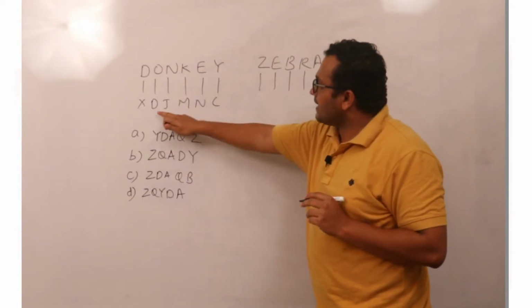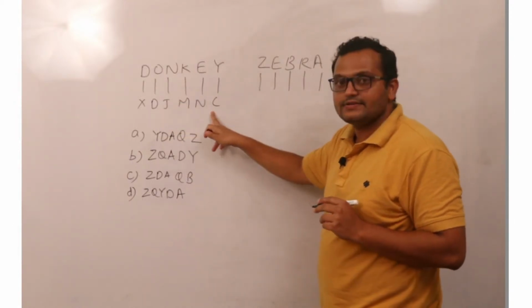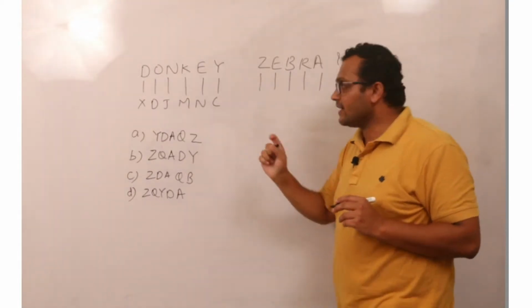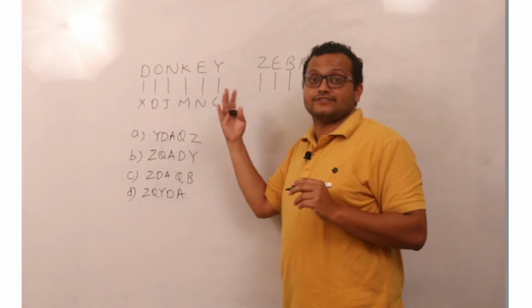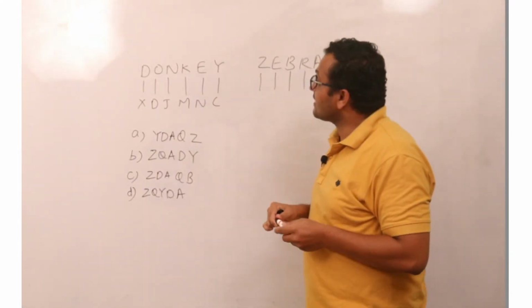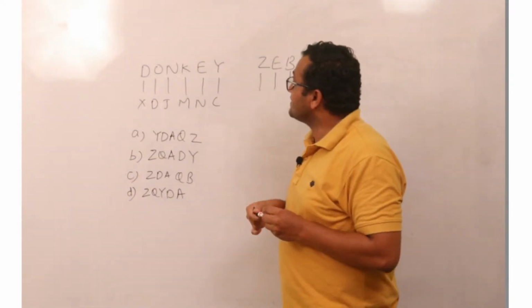Donkey is coded as XDJMNC. So zebra will be coded as what? Now, I am directly explaining the example. With the help of practice you can do it. First, we need to understand the logic for donkey and XDJMNC.